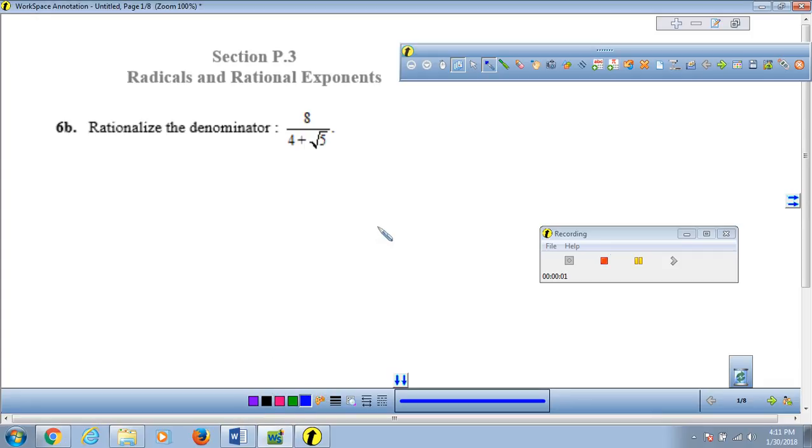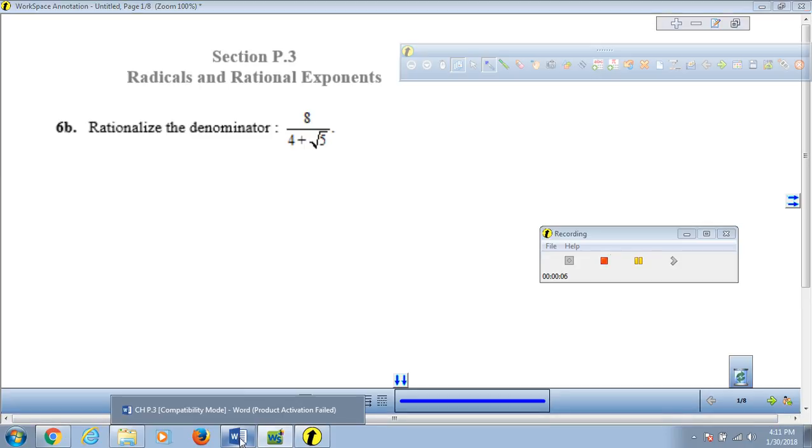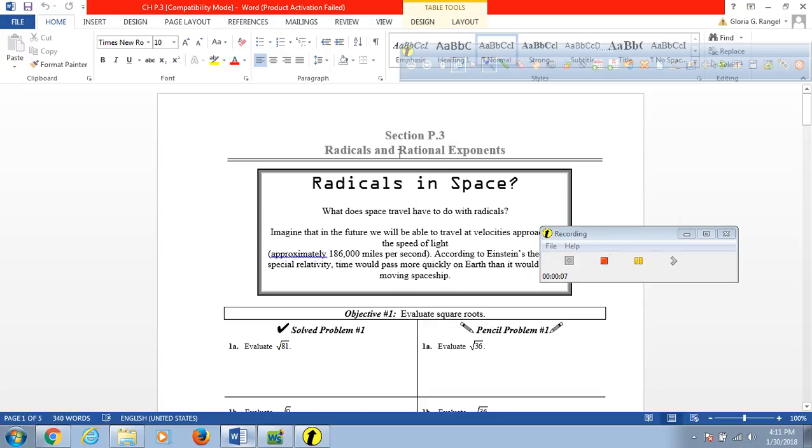Section P.3, radicals and rational exponents. These problems that I am going to do, they're going to be on this worksheet that we already went over, but I wasn't able to finish all the problems because I forgot that we hadn't finished this section, so here they are in this video list.